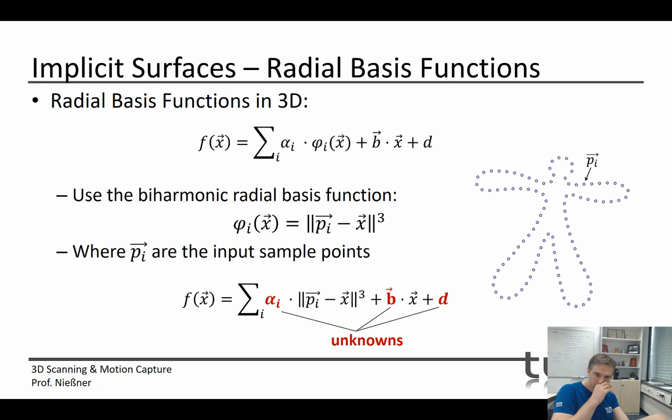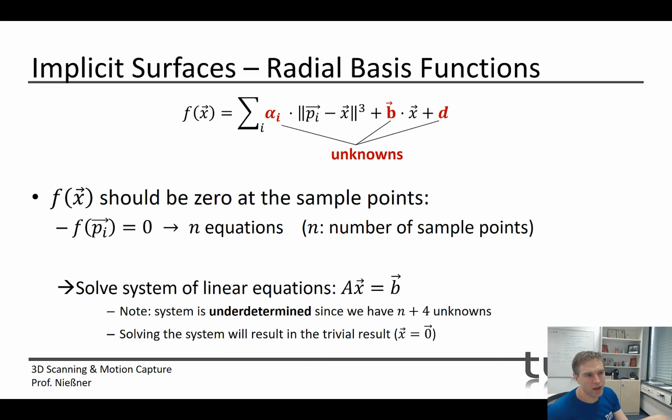Okay, so how do we do it? Well, in practice, f of x should be 0 at the sample points. That one we know, right? So f of p is 0. That's n equations, assuming we have n number of sample points, right? So for every point, we're going to get one equation.